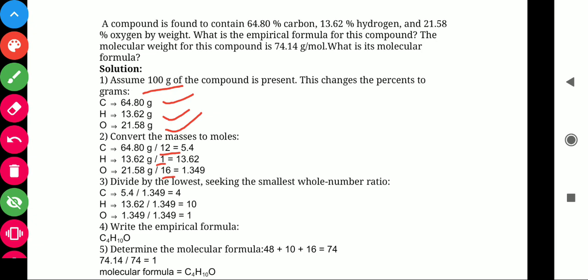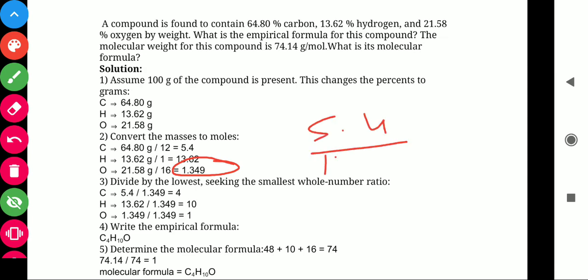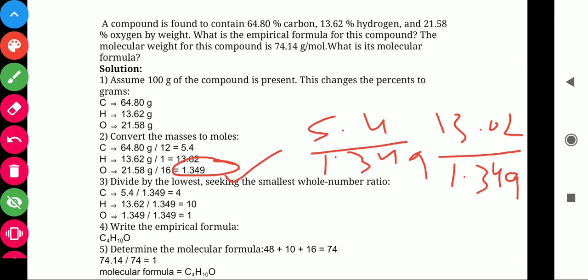Now what will we do? Now we will see which value is lowest among them. We have 3 values, and which value is lowest? Which value is lowest, students? Here 1.349 is the lowest. We will divide every number by this number. It means 5.4 by 1.349, 13.02 by 1.349, and the last one also. And what will we get? We will get 4, 10 and 1.